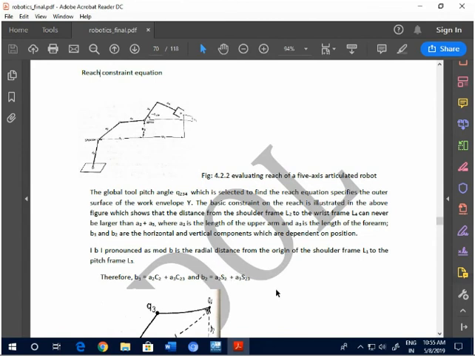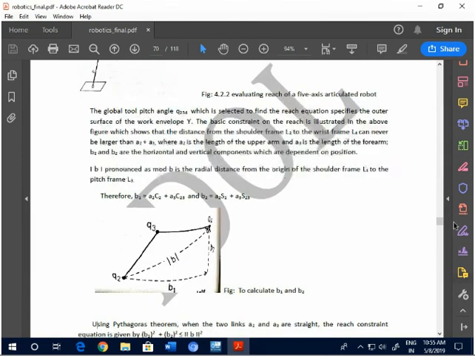Okay, now if we take into consideration the diagram which is given down here, because it is not clear out there, now it will be clear to us. This is your joint 2, this is your joint 3, and this is your joint 4. This is the resultant distance B, and this is the distance B1, and this is the distance B2.